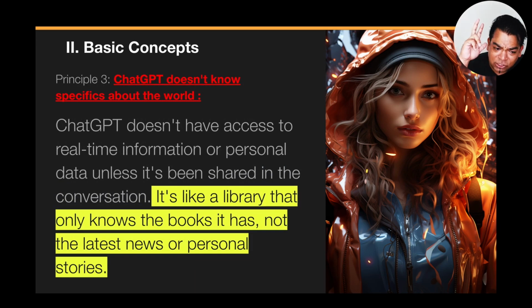Principle number 3, ChatGPT doesn't know specifics about the world. ChatGPT doesn't have access to real-time information or personal data unless it has been shared in a conversation. It's like a library that only knows the books it has, not the latest news or personal stories. That's why it has this cutoff date, and everyone is talking about how it should actually have access to the internet at all times. But that's not necessarily a good thing right now, because we don't really know what the black box effect of doing that is. And if you don't know what that is, I will cover that in a later episode as a tech stack.